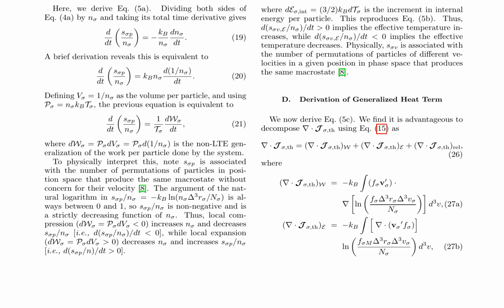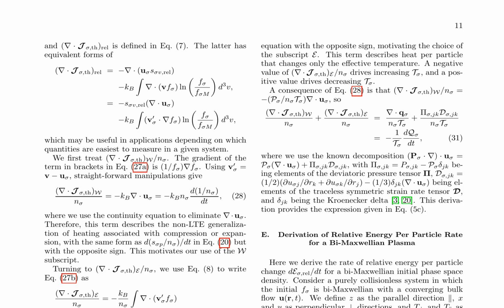Lastly, the generalized heat term, equation 5c, is derived by decomposing the thermal flux using equation 15. Three components of the thermal flux are defined, equations 27a, 27b, which will be used in subsequent derivations. The relativistic hydrodynamic equations for a non-local thermal equilibrium plasma are derived, with a focus on the relativistic generalization of the heat flux vector and internal energy equation.